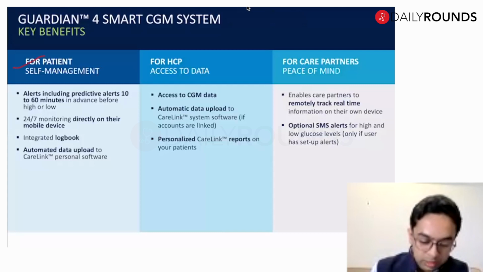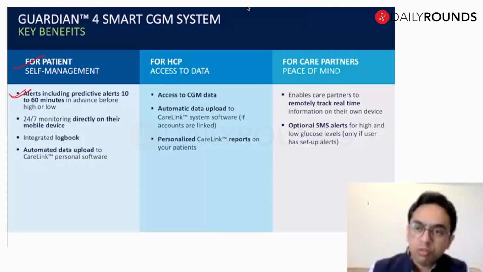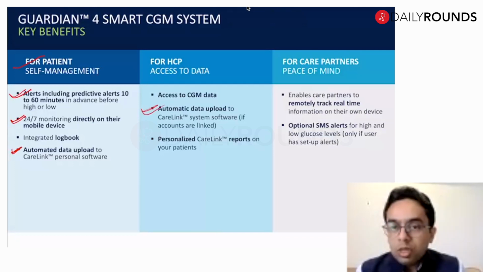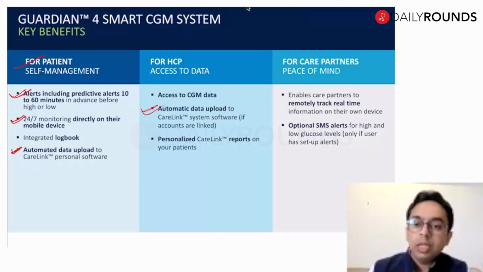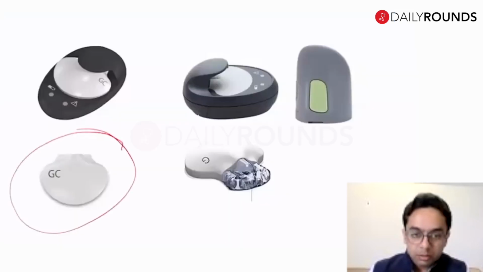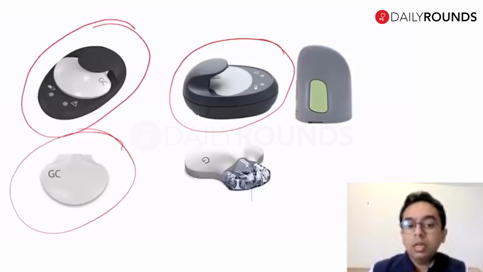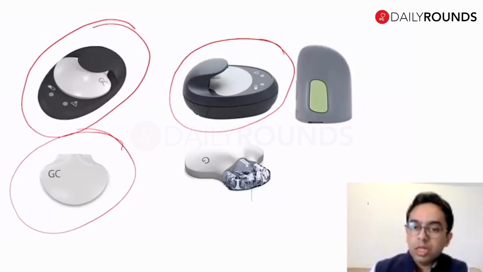So for the patient, this will also give you alerts from the prediction. It's a real-time CGM. It will directly show the data on the mobile. It will automatically upload the data to the cloud, which can be seen by the doctor as well as by the patient's caretaker. So this is the transmitter. This is the charger for the transmitter. This is how you place the transmitter over the charger, where it requires battery for charging.